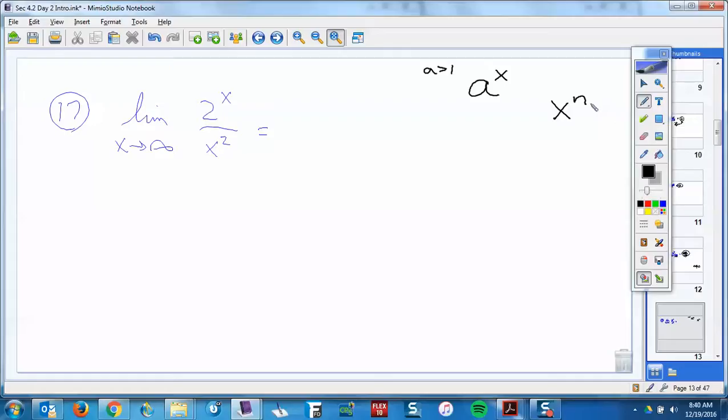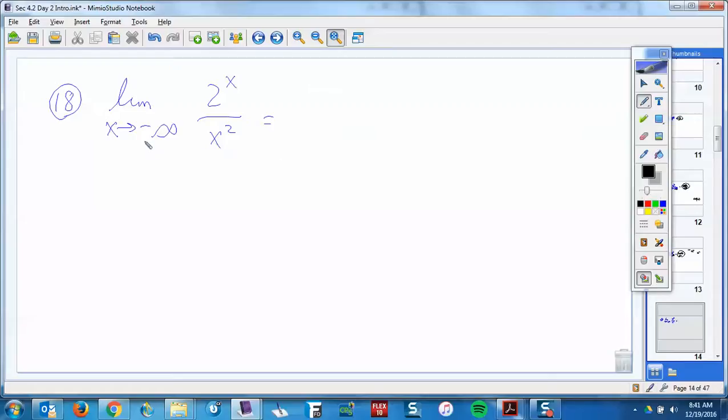Okay? So understand that the top is going to go faster than the bottom, no matter what this power is here. Okay? So even if some people think, well, if that would have been x to the third, would that be? No. Eventually, an exponential function will always outgrow a power function. Okay? So this is going to go to infinity, and that's exactly right. You just say the top is getting bigger faster than the bottom.